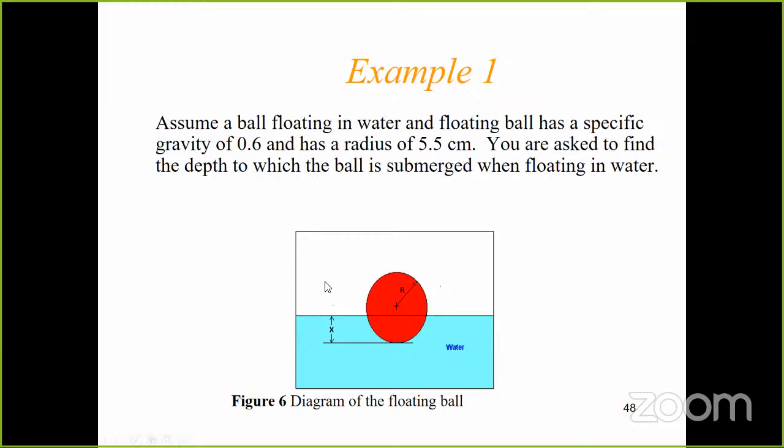It has a radius of about 5.5 centimeters, that is, a diameter of about 11 centimeters. You are asked to find the depth to which the ball is submerged when floating in the water. It is shown in a graphical representation. Maybe more than 50% is floating and less than 50% is submerged in the water. How much is the depth of the ball which sinks inside the water? That we have to estimate.